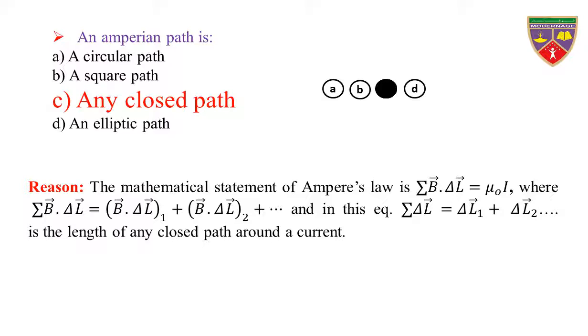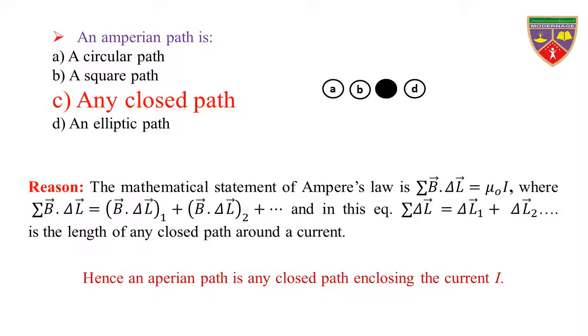And in this equation, sigma delta L vector, equal to delta L1 plus delta L2 and so on, is the length of any closed path around a current. Hence, an Amperian path is any closed path enclosing the current I.